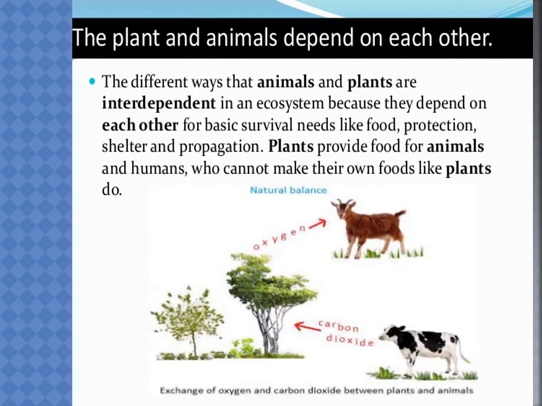Decomposers do it like this. Also, decomposers absorb some of the nutrients during the process of decomposition to fulfill their nutritional requirements. This is how decomposers fulfill their nutritional requirements.